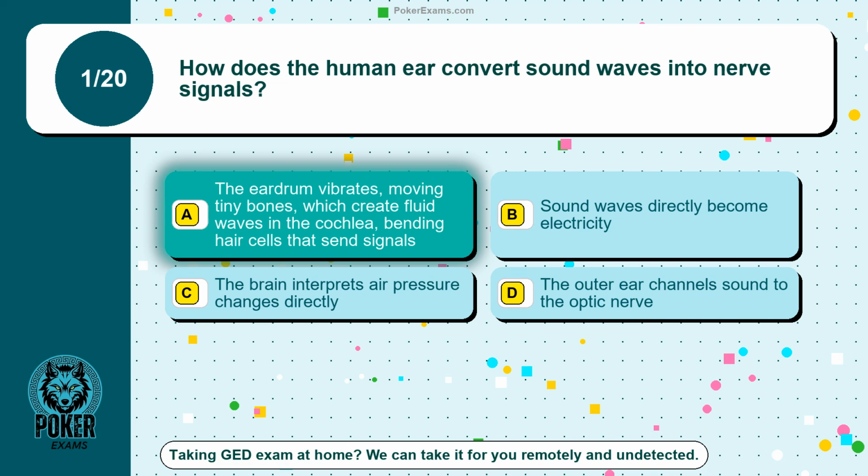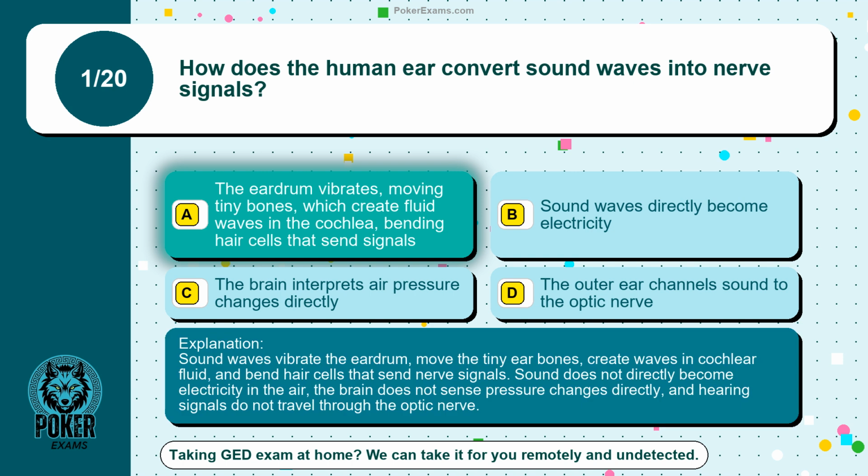The correct answer is option A. The eardrum vibrates, moving tiny bones, which create fluid waves in the cochlea, bending hair cells that send signals. Sound waves vibrate the eardrum, move the tiny ear bones, create waves in cochlear fluid, and bend hair cells that send nerve signals. Sound does not directly become electricity in the air, the brain does not sense pressure changes directly, and hearing signals do not travel through the optic nerve.